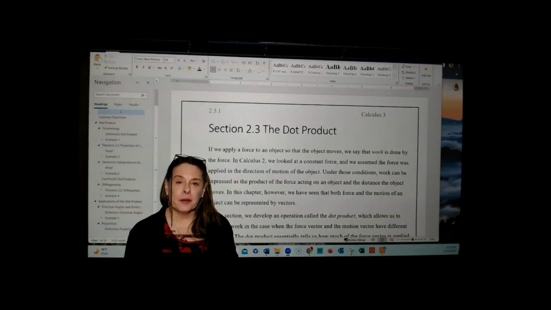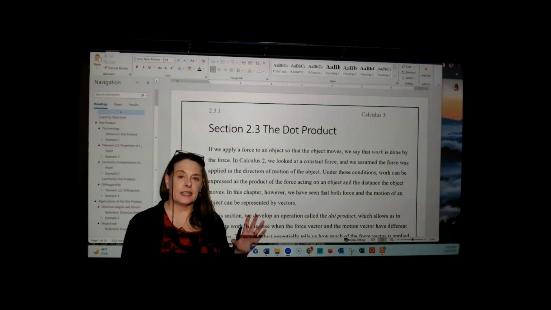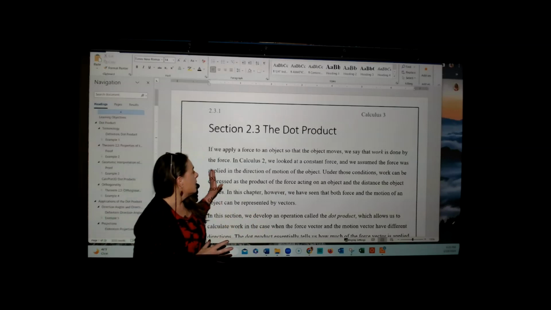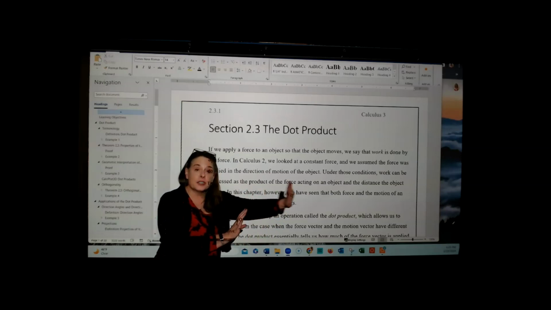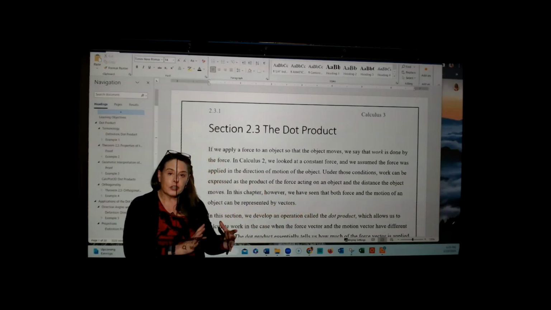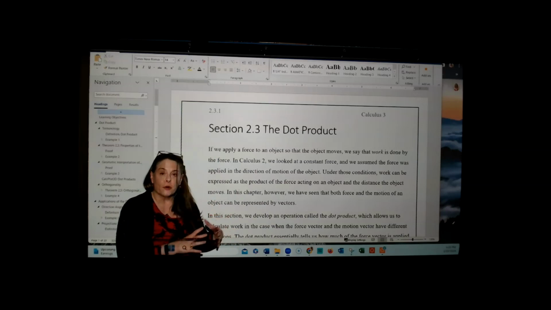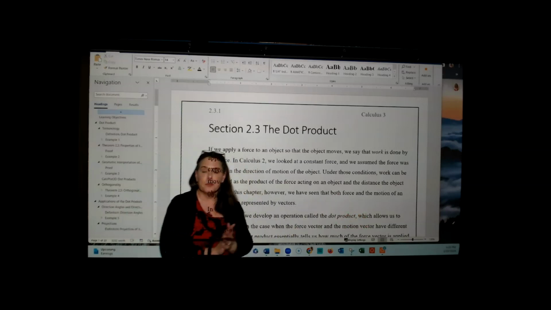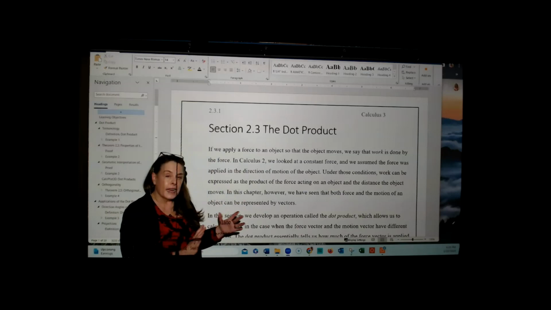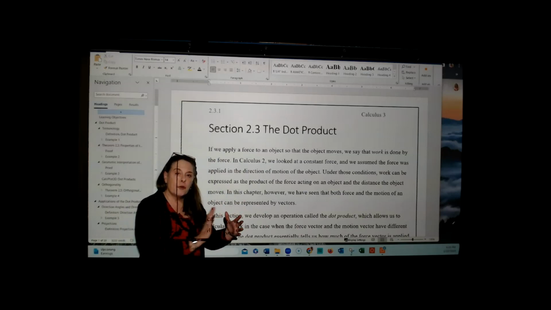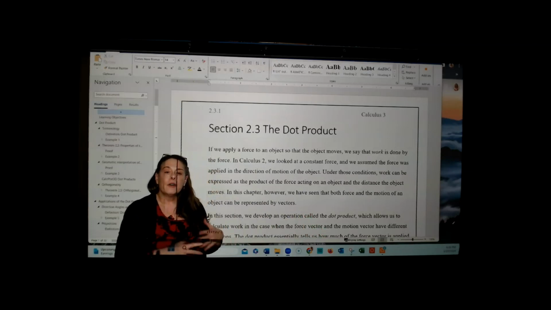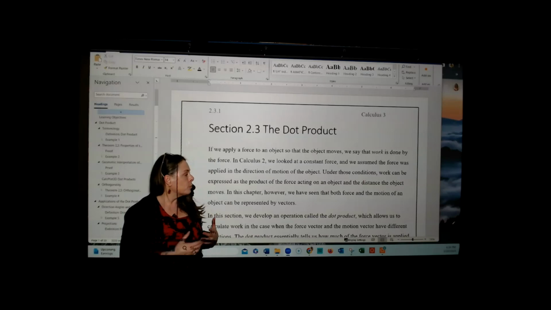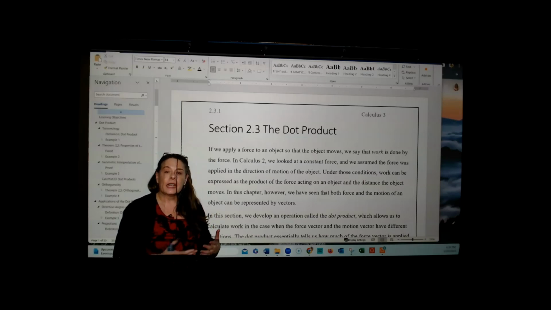In this video, we're going to be talking about the dot product. Now, you may recall from what we did in Calculus 2 that when a force is applied to an object and the object actually moves, the work done is the magnitude of the force multiplied by the distance that it moved. Now, in that case, we had to assume that the force was being applied in the direction that the object moved.